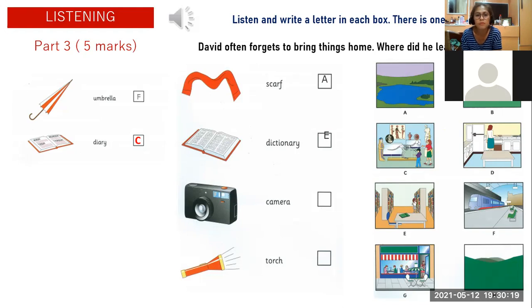My torch. I had it with me when I was at Harry and Sally's house last night. Okay, Lily, just a minute, Lily. I will go to the bathroom, okay? Just continue listening. Okay, Lily? Lily, did you hear me? Yes. Okay, I will just go to the bathroom, just a minute, okay? Okay, I will please continue listening.